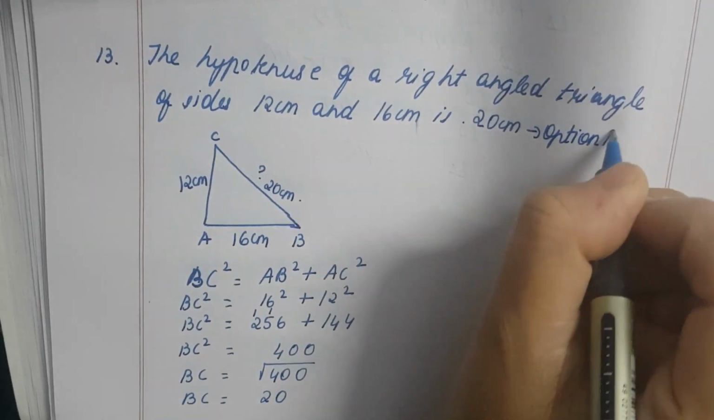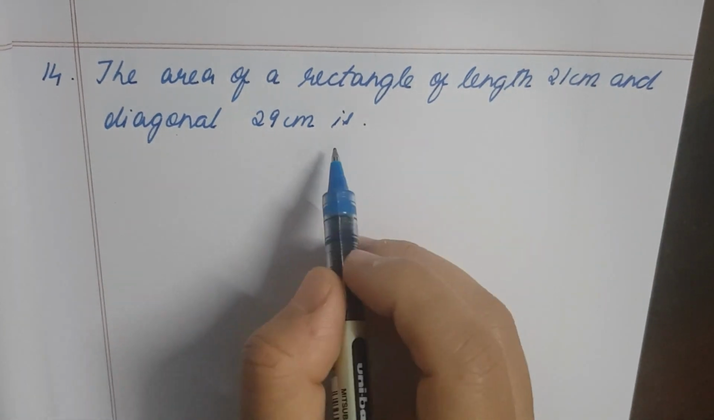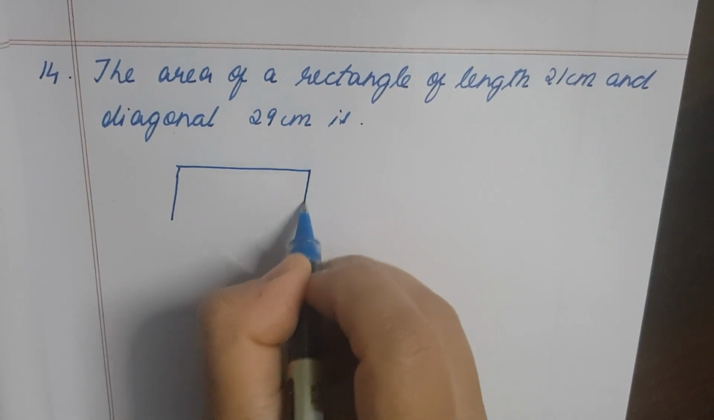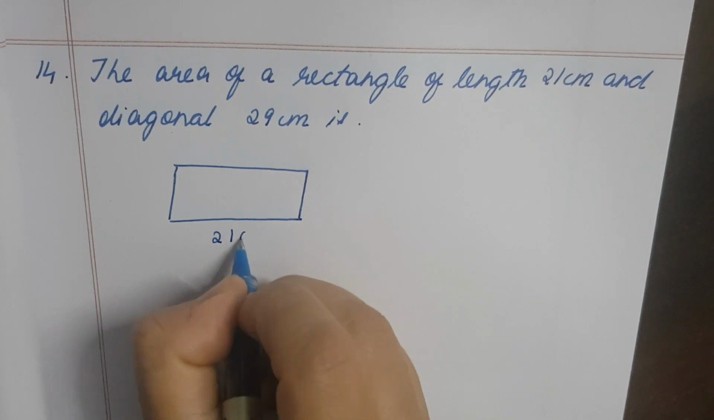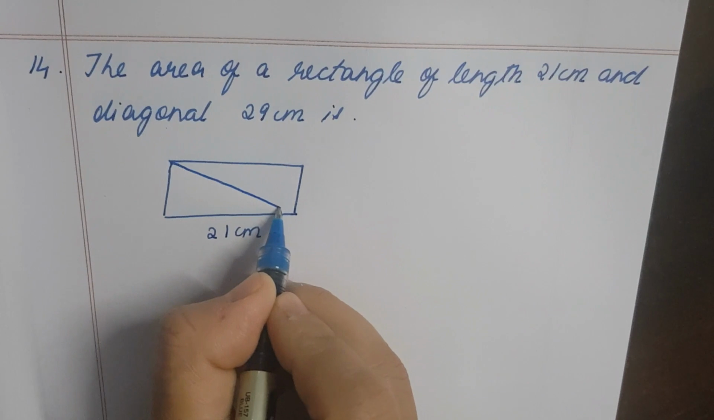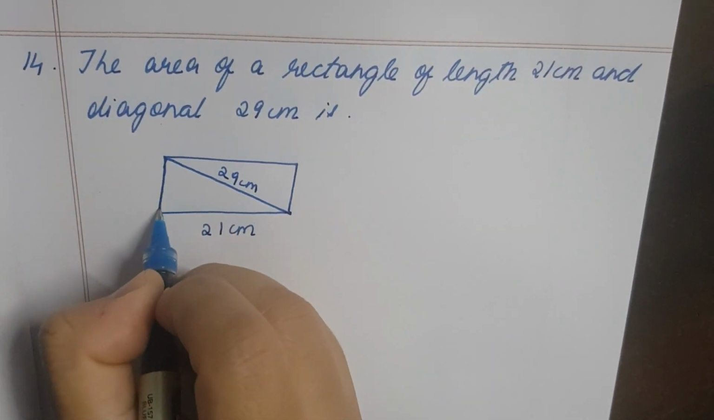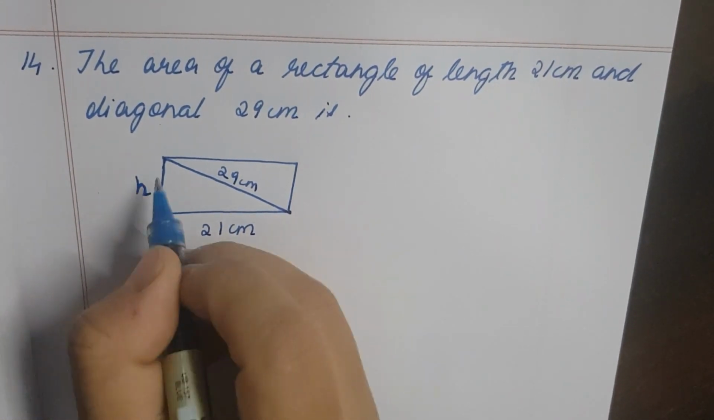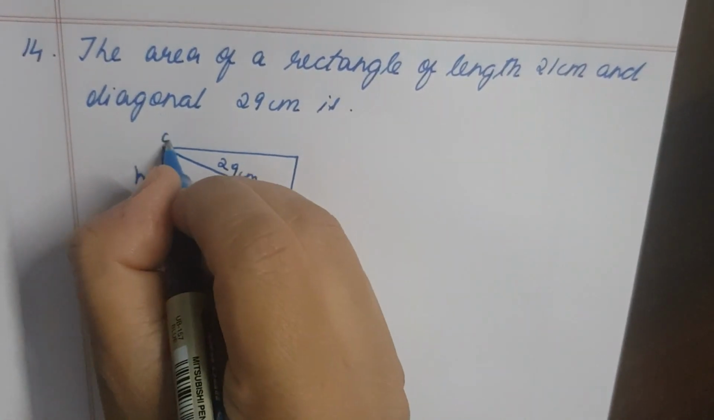Option B. 14. The area of a rectangle of length 21 centimeter and diagonal 29 centimeter is... see, this is a rectangle, right? The length they have given, it is 21 centimeter. Now the diagonal, that is, from this corner to this corner, is 29 centimeter. So we have to find this width. We can also call it the height. So we have to find the height. Okay, so now let's name these A, B and C.